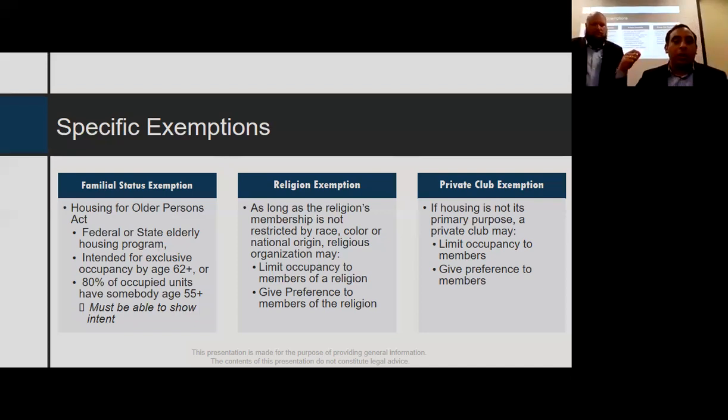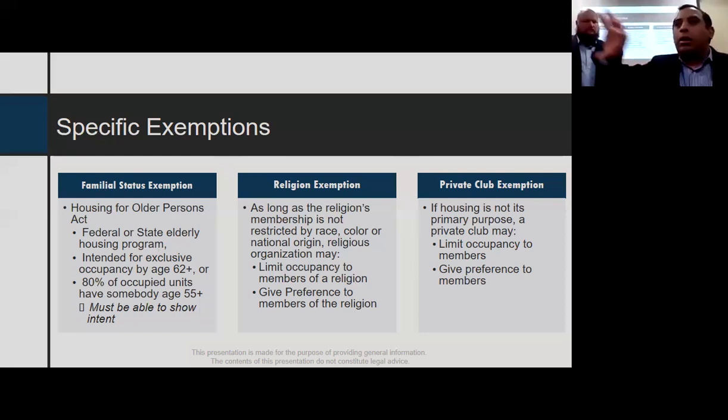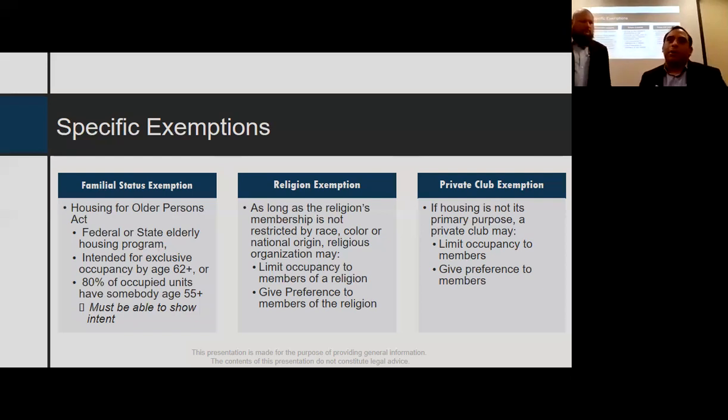That's an exemption. The other is a religious exemption. So if a church has housing, they can say, well, we only want people who are within our religion to live here, but it's got to be a religious organization that is providing this housing as a secondary thing. And then the private club exemption, if you belong to a private club, think about a country club or whatever, they can decide to only let their members who are members of this club live in a certain place. So those are the exemptions from the FHA.